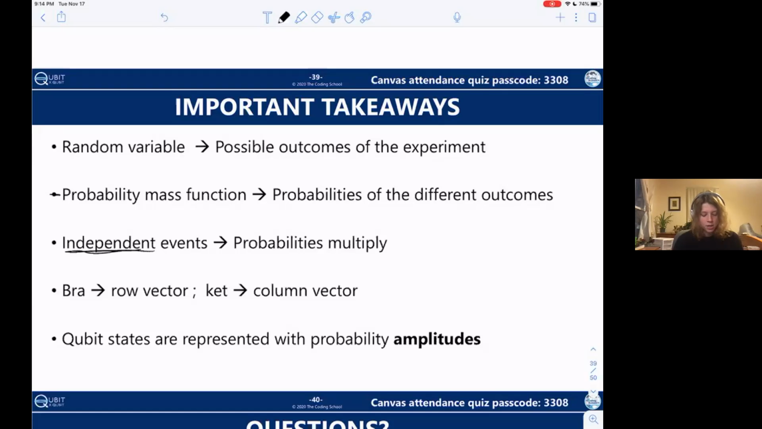And then we want to note, and I've kind of been doing it the whole time, that our bra, which is this guy, gives us a row vector. Our ket, which is this guy, gives us a column vector. I don't know if that was super clear. I'll put an X here to make this a little clearer.